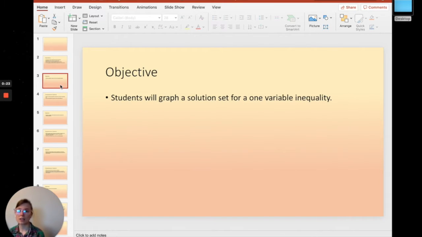So today's objective, we're going to graph solution sets for one variable inequalities, but we're going to up the game a little bit. We're not going to just do the basic b is greater than 4. We're going to do a little more complex stuff with solving and isolating our variable first, so it's like equations, and then we will get into graphing what solutions we're left with.